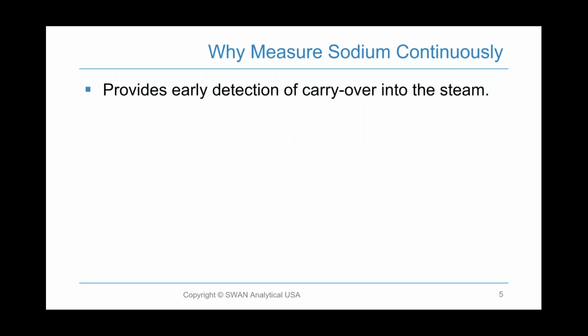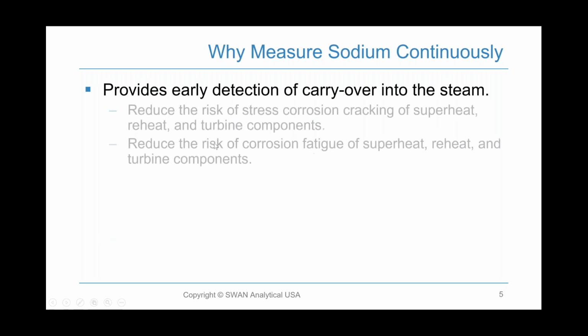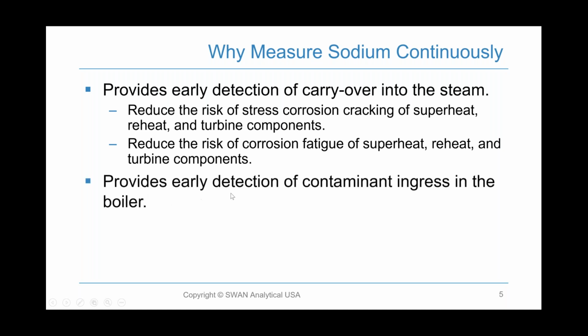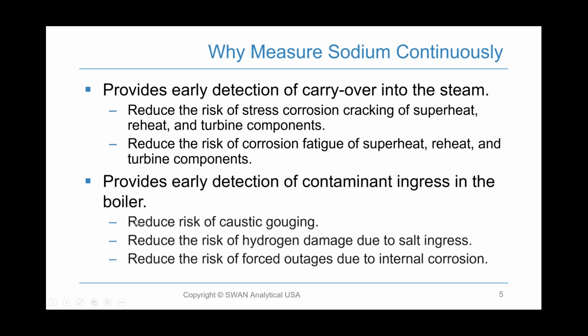Why measure it continuously as opposed to by grab sample? Well, it provides early detection of carryover into the steam. It can reduce the risk of stress corrosion cracking of the superheater, reheat, and turbine components, as well as reduce the risk of corrosion fatigue of the superheat, reheat, and turbine components. It provides early detection of contaminant ingress into the boiler or steam water cycles, thereby helping you to reduce the risk of caustic gouging, reduce the risk of hydrogen damage due to accumulation of corrosive salts, and also reduces the risk of forced outages due to internal corrosion.